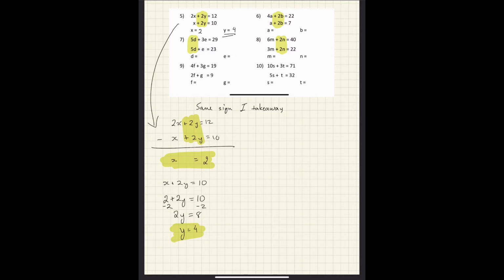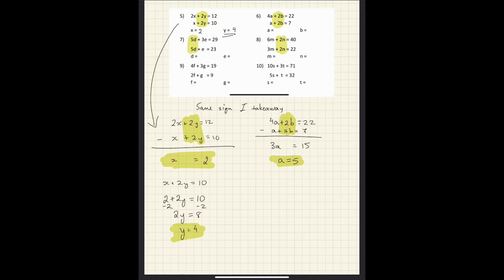So I'll look at question 6 now. 4a plus 2b equals 22, and a plus 2b equals 7. Same again. They've got the same amount of b's, so therefore simply take away. 4a take a, 3a. 22 take 7 will give you 15. So how many 3's go into 15? 5. So a equals 5.